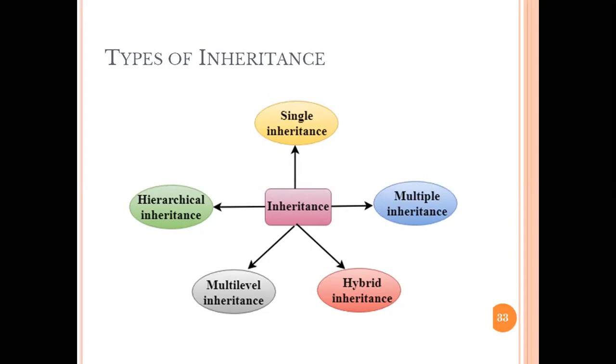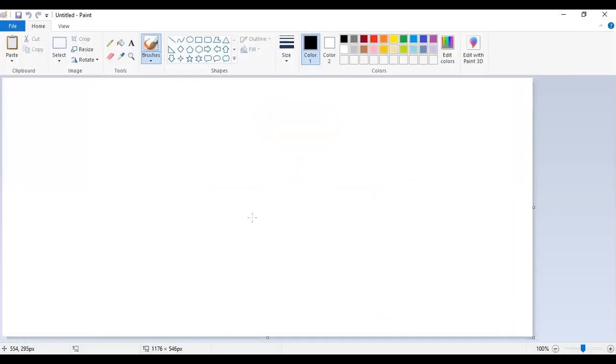So let us start with the first one, single inheritance. What will happen in case of single inheritance? There is only one base class, no, Sakshi, not derived class. One base class and one derived class. This one is related to single inheritance.